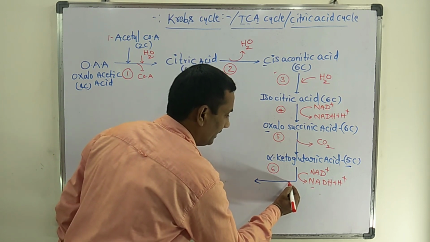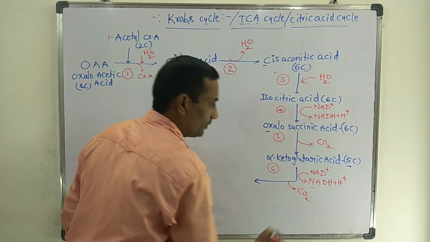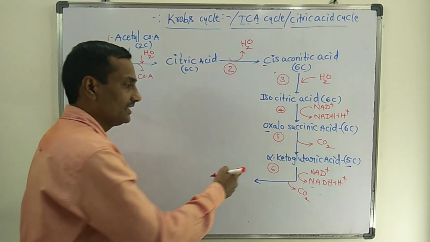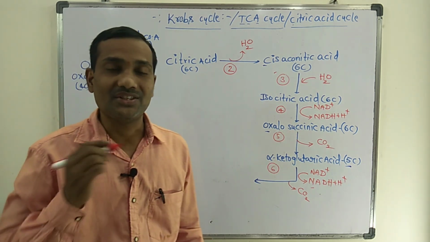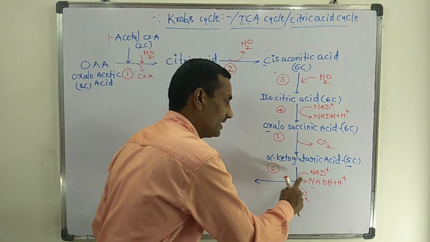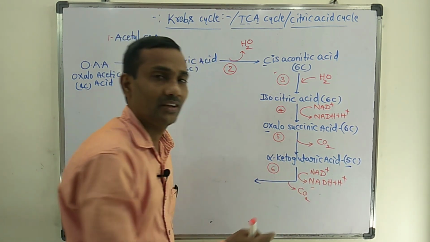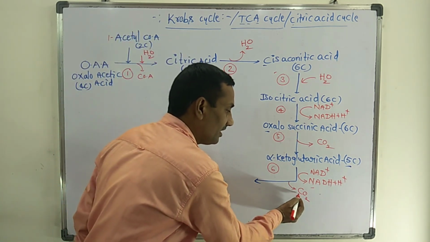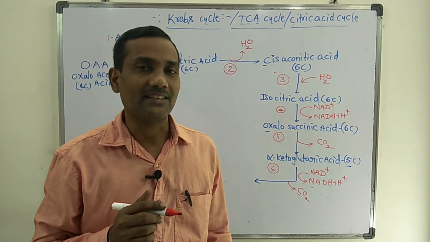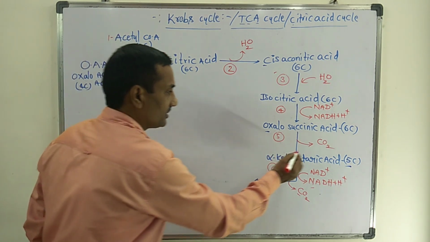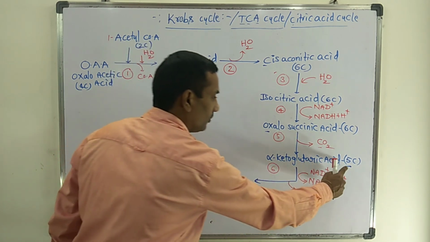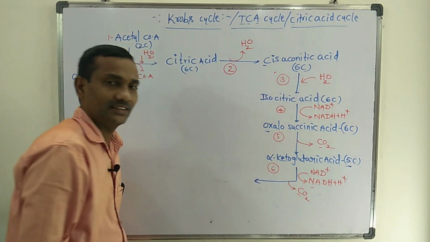Next, here one more event also occurs. One more carbon is removed in the form of carbon dioxide. So this sixth step is oxidative decarboxylation, because oxidation occurs, and because of oxidation NADH is produced, and at the same time decarboxylation also occurs. Once you observe, in the fifth step one carbon is removed in the form of carbon dioxide. After the sixth step, one more carbon is removed in the form of carbon dioxide.